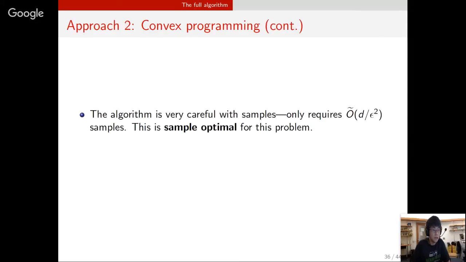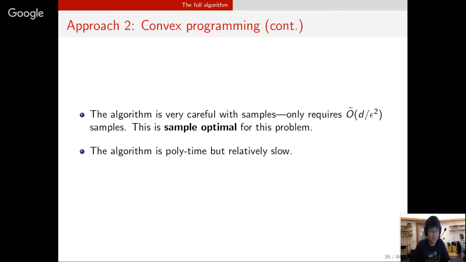The nice thing about this algorithm is that it's quite careful with the samples. It never throws away things or anything like that. So it seems to only require O tilde of D over epsilon squared samples, and up to log factors this is sample optimal for the problem. Unfortunately, because we use these ellipsoid and cutting plane methods, it is polynomial time, but the algorithm is quite slow.